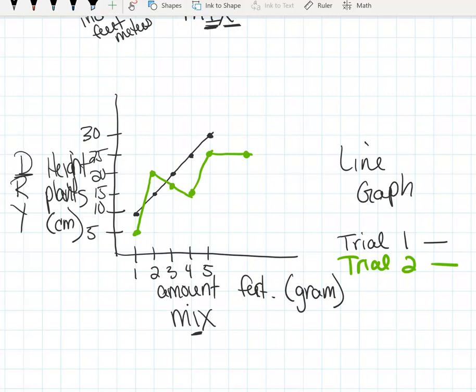You can have as many lines as you need to represent each of the different trials that you have done. But again, for each line you connect the dots separately. And when you have more than one set of data, you need to make sure you have one of these, which is a key to go with it.